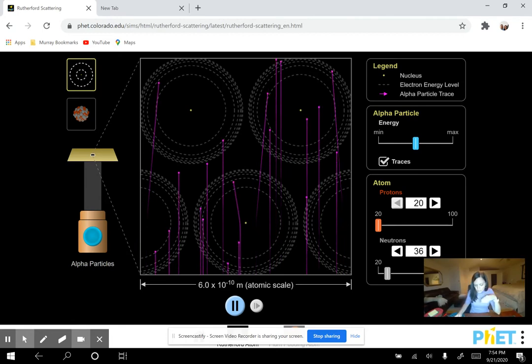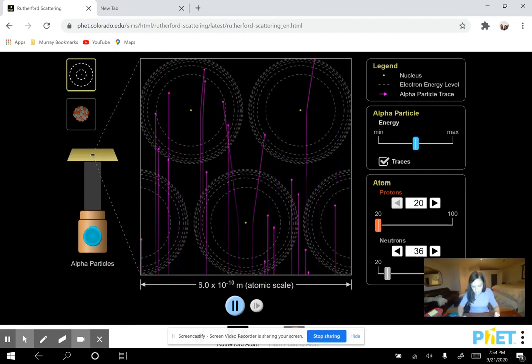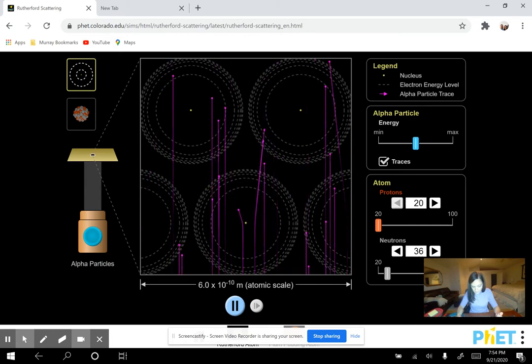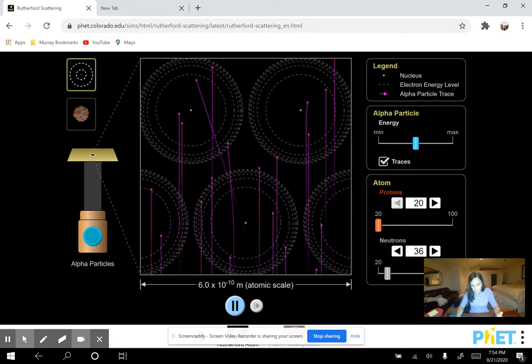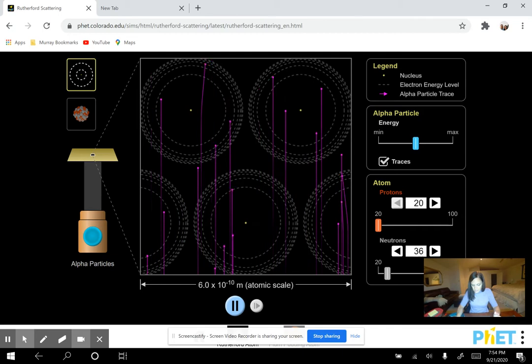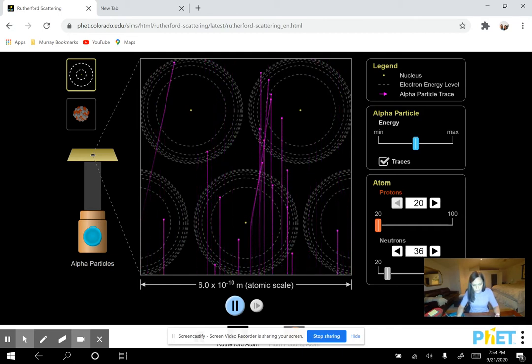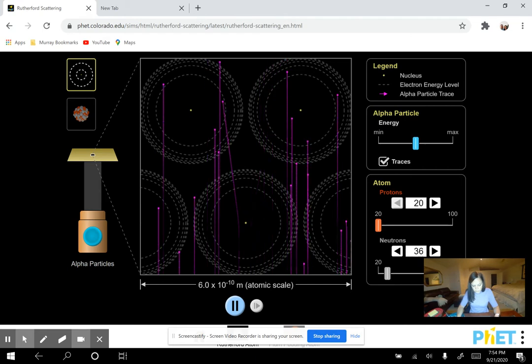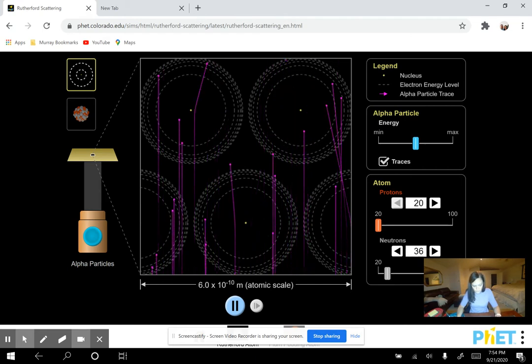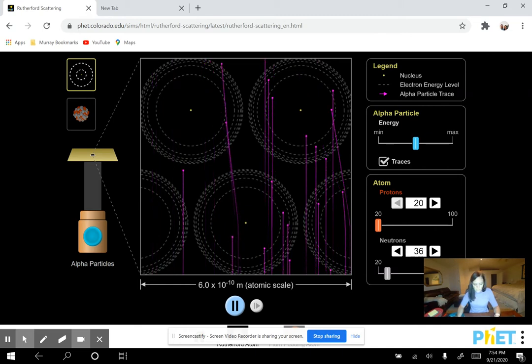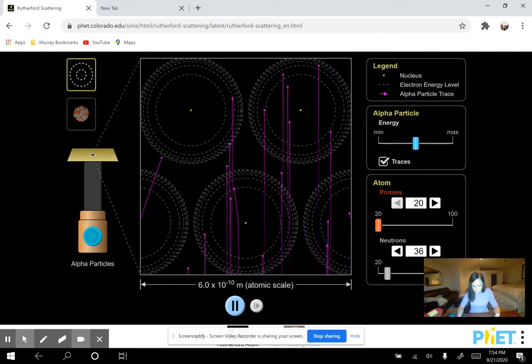I want you to look at this and see how these atoms or these alpha particles go through these atoms. We're going to let this sit for about 30 seconds or so. See if you can see a pattern. Which alpha particles are going straight through, which ones are being bent, and how are they being bent?